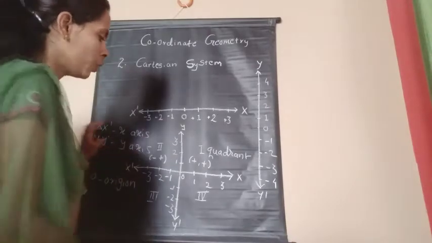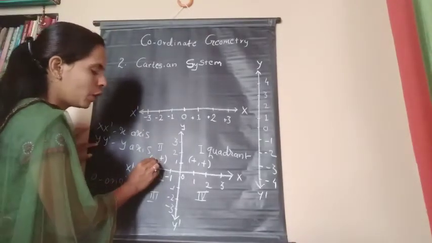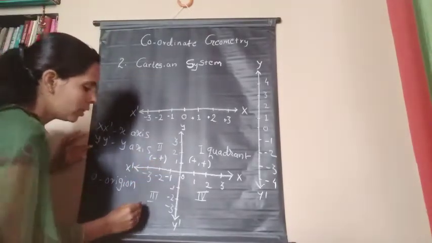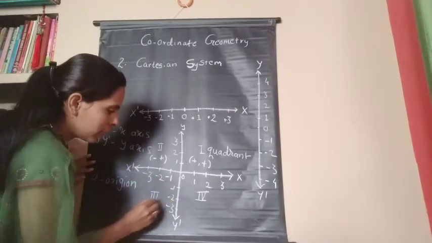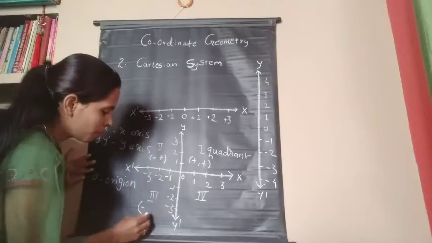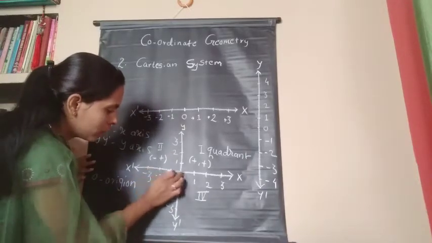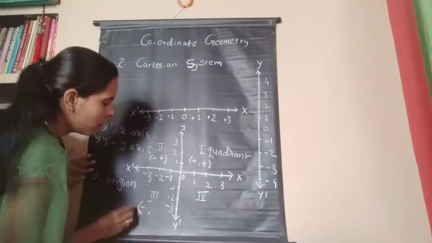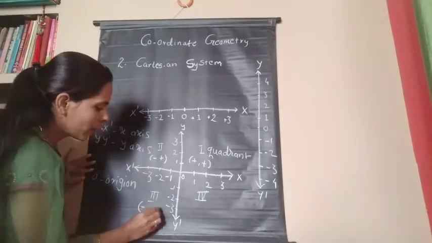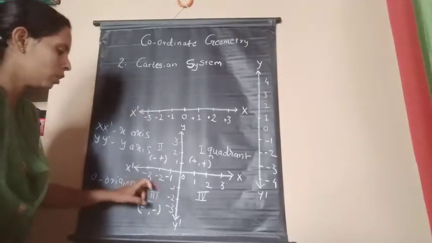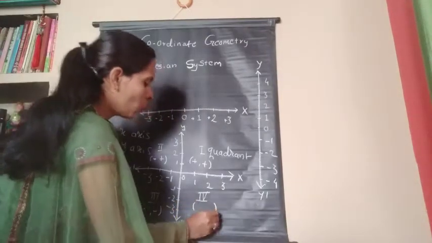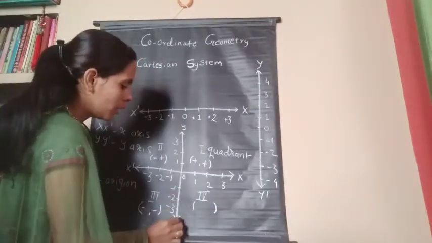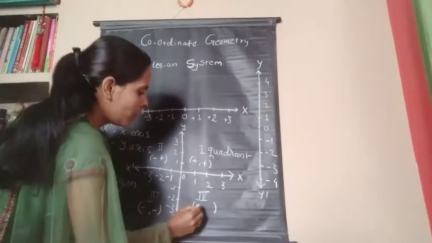Whenever we are going to write the value, first you have to write the value of x, then y. In the third quadrant, the value of x is what? It is negative, you can see on this axis. It is negative on this axis as x, comma, and it is negative on the y axis. So in the third quadrant, both the values are negative. And in the fourth quadrant, you can see the value of y is negative, but the value of x is positive.